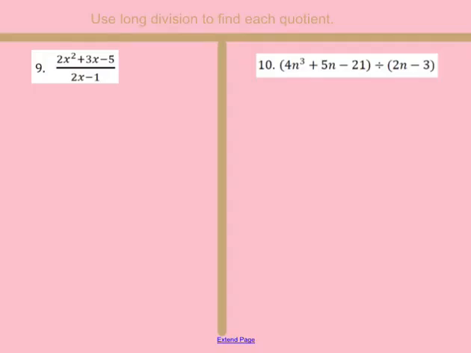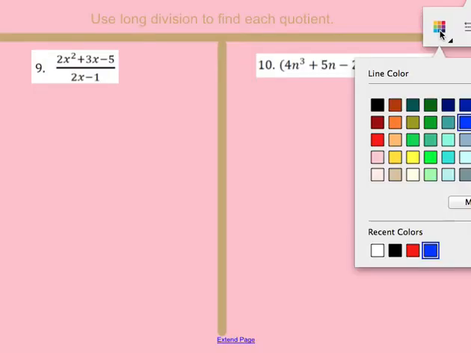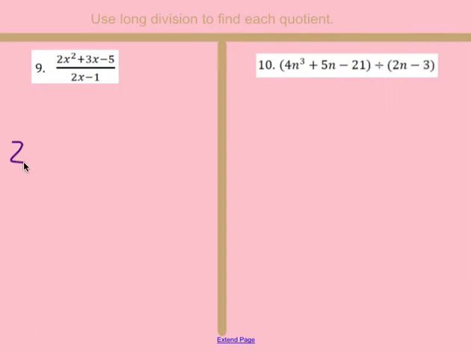Let's take a look at number 9. So for number 9, what we need to do is we need to simplify this out. So let's go ahead and set it up. So we're going to have 2x minus 1 here, and then 2x squared plus 3x minus 5.